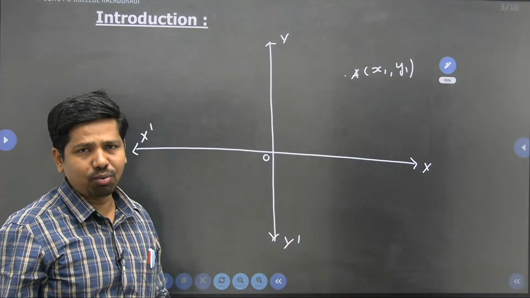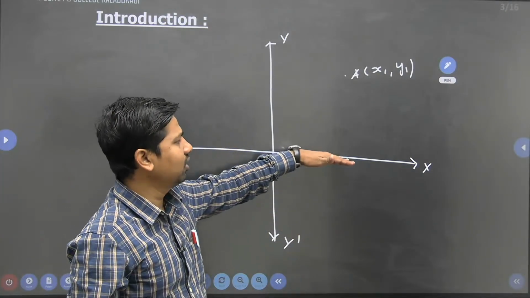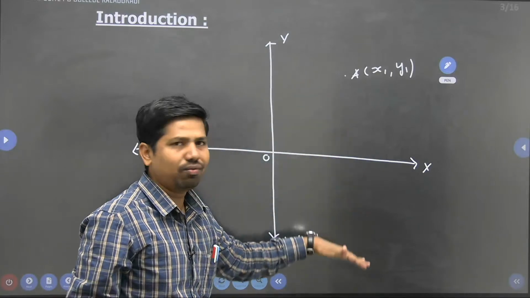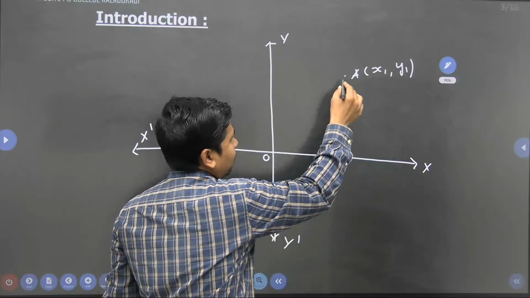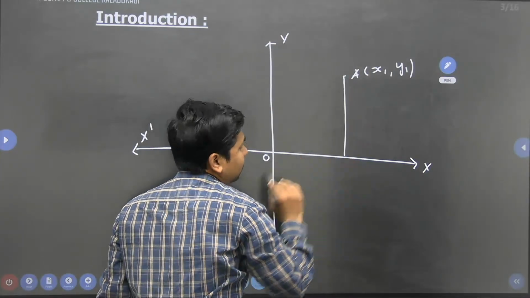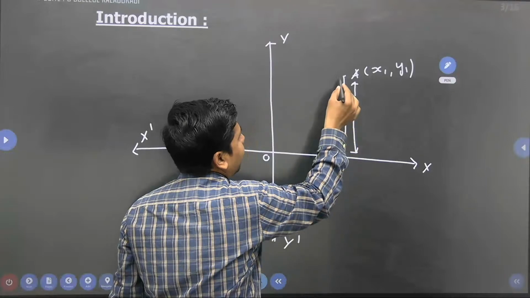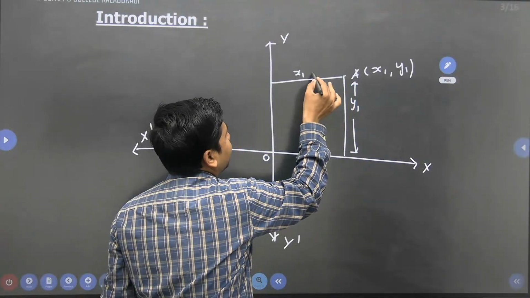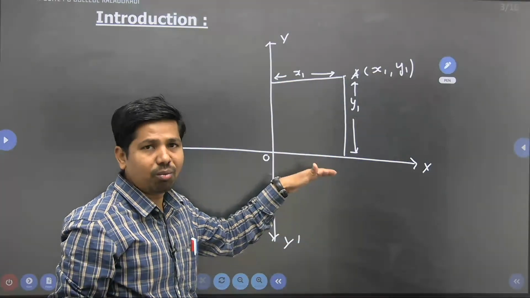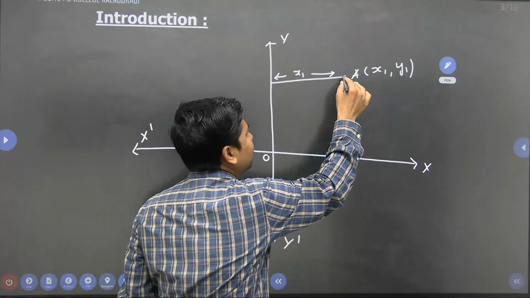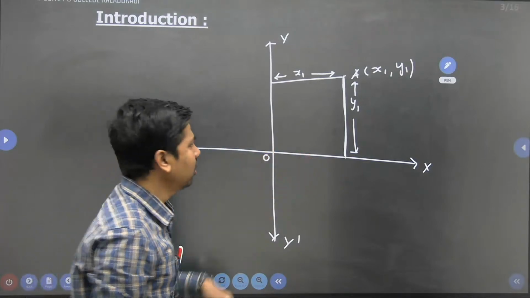What is the image of this point about x-axis? Image means what? Its reflection, right? So about x-axis, this is acting as a mirror. What will be its reflection? Means how much distance this point is from x-axis. This is the distance, y1 distance, right? And this is x1 distance, right? So we are asking what is the image of this point about x-axis. About x-axis means whatever distance it has from that point to the x-axis, the same distance should be moved from that point, right?